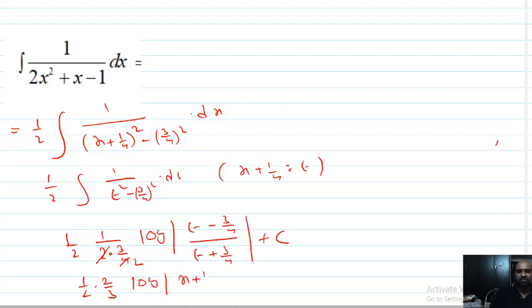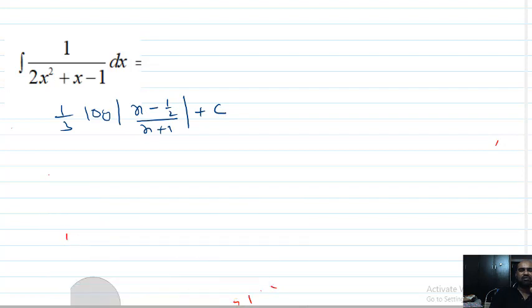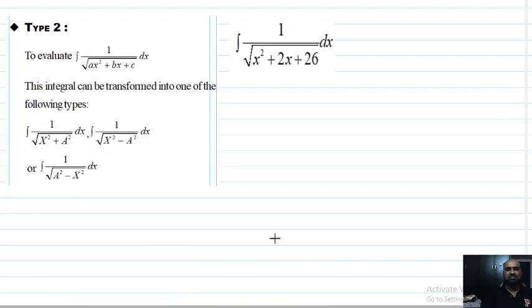x plus 1 by 4, minus 3 by 4, by x plus 1 by 4, plus 3 by 4, plus C. Now I want to write the final conclusion, students: 1 by 3 into logarithm of modulus of 2x minus 1 by 2 by x plus 1 plus C. This is the answer for the problem. Okay, students.